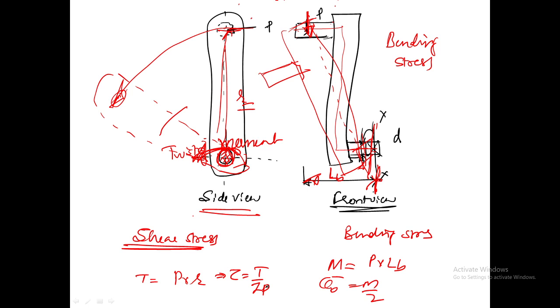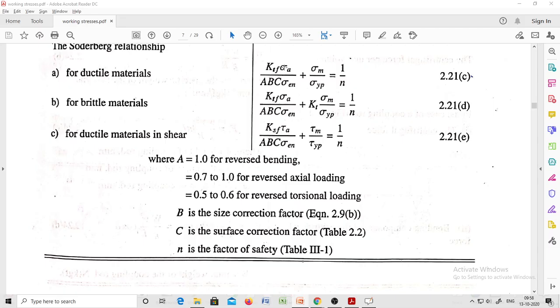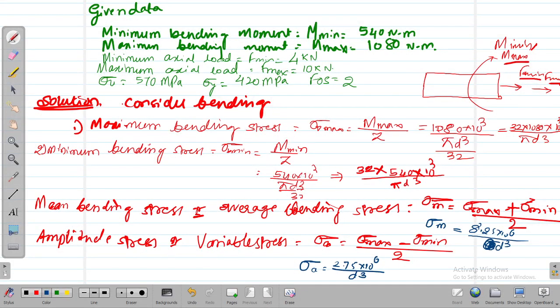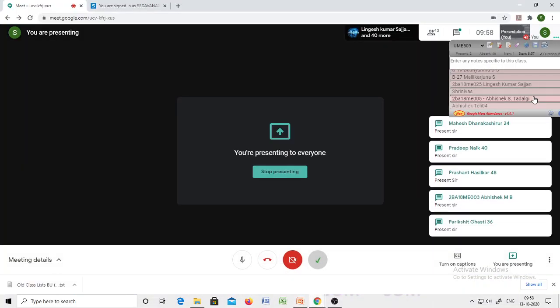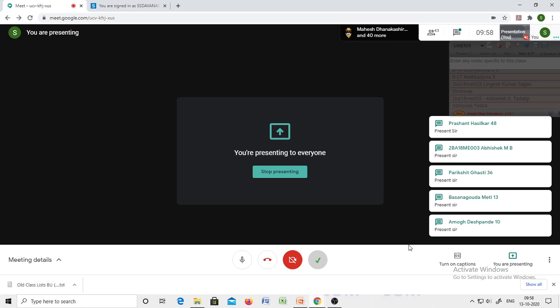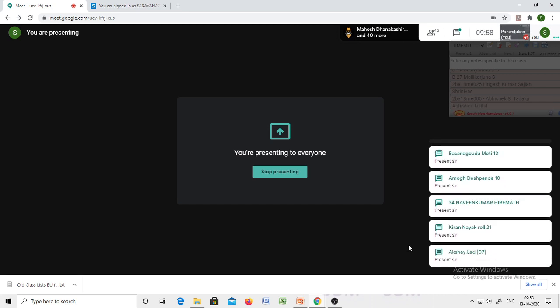Is it clear? The person who has asked, are you attending class or not? Yes, sir. Yes, sir. Okay, now give the attendance, just give the attendance in the chat box. Those who have given attendance can leave the class.